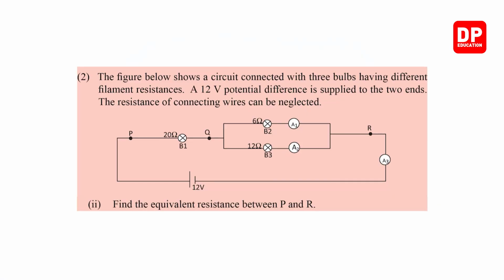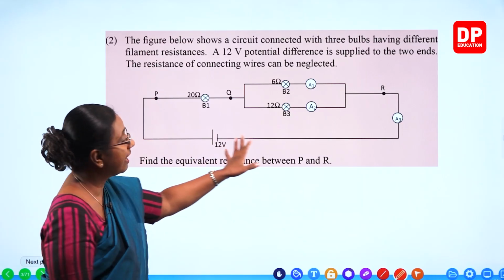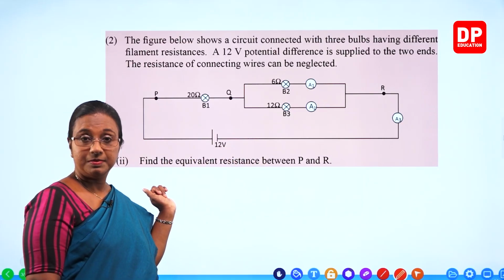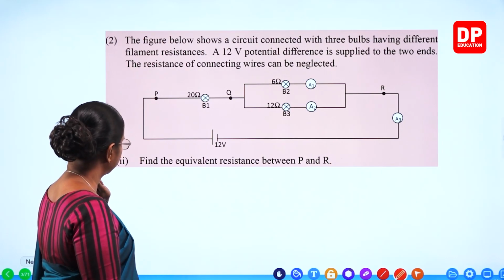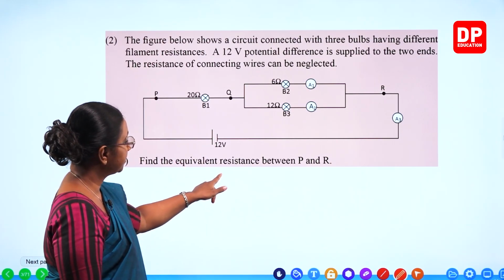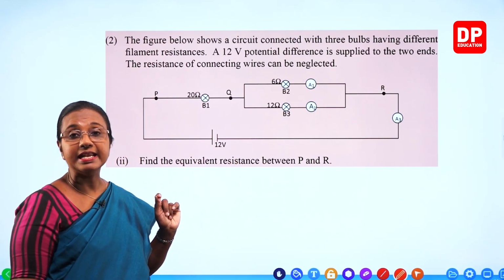Second question. So again, the same question is given to you all. The figure below shows a circuit connected with 3 bulbs having different filament resistances. A 12-volt potential difference is applied to the 2 ends. The resistance of connecting wires can be neglected, and we have discussed the diagram before. So second question. Find the equivalent resistance between P and R.